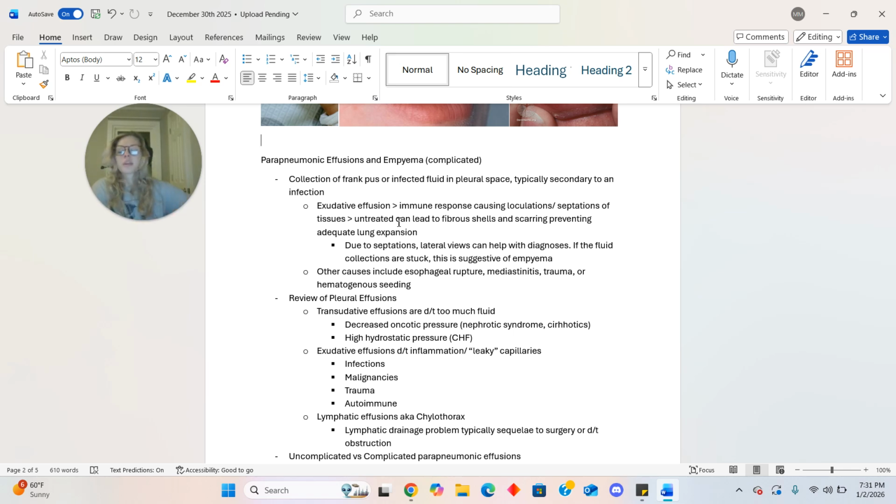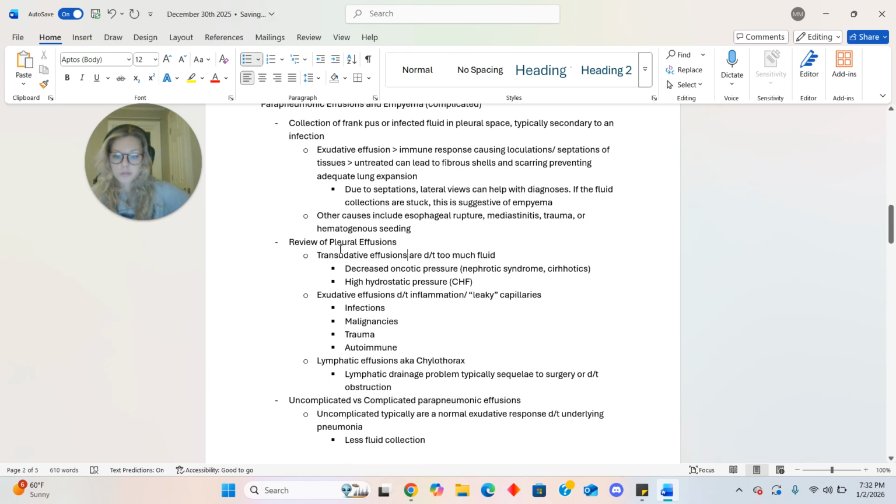So anyways, parapneumonic effusions and empyema. So, collection of frank pus or infected fluid in the pleural space, typically secondary to infection. So, this is technically a branch of a pleural effusion, and then there is infected fluid. Now, it's not always going to be pus. That's if it's complicated. So, parapneumonic effusion, again, effusion due to some type of infectious trigger. Typically, there is non-sterile fluid in the pleural space. So, typically why does this happen? There is an exudative effusion. So we're going to go over the types of pleural effusions first.